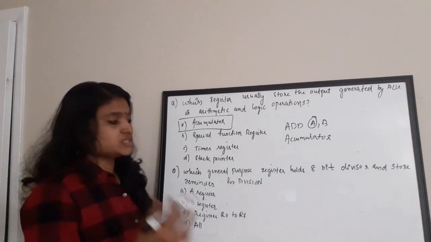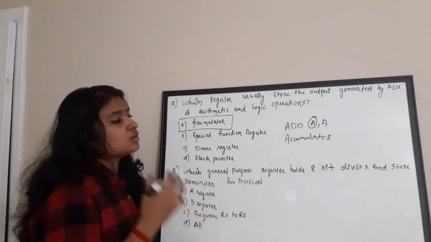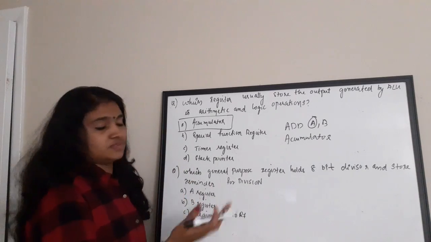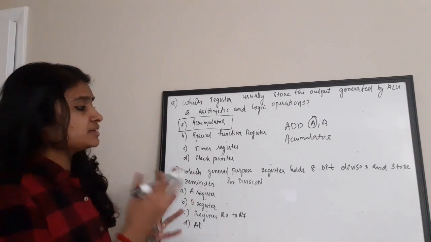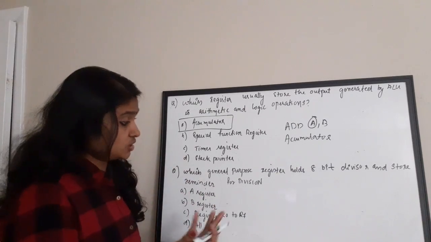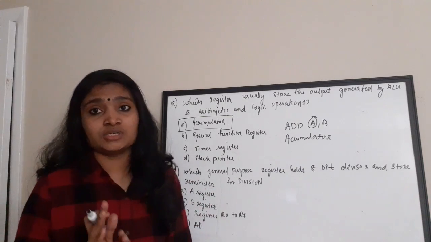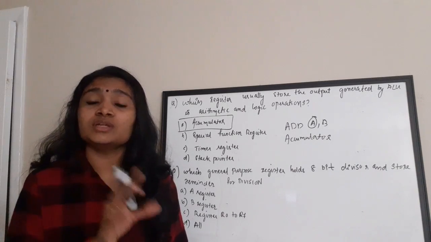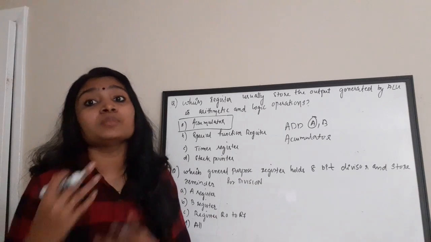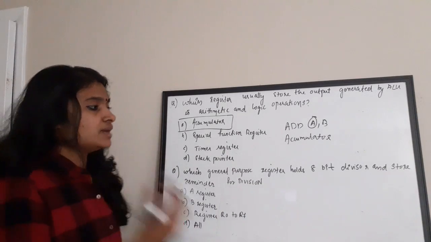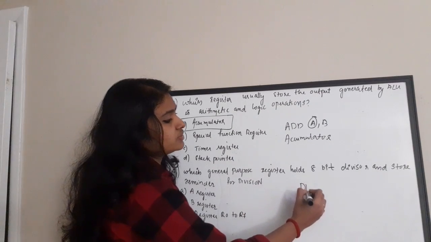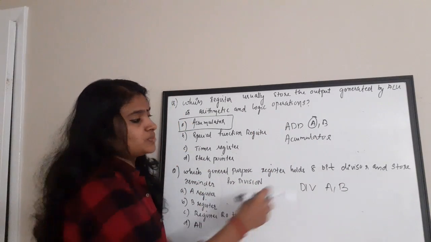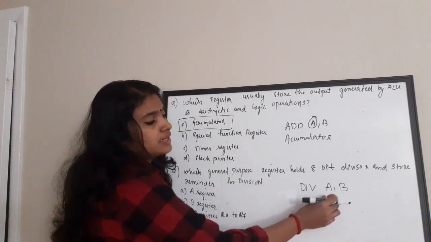Now let us see what is the next question. Which general purpose register holds an 8-bit divisor and stores a remainder for division? Now they are again asking something related to arithmetical and logical operations. For the case of division specifically, which register holds the divisor? That is, only that register can hold the divisor and the remainder after the division. For example, DIV AB. Now we are going to divide two numbers present in A and B.